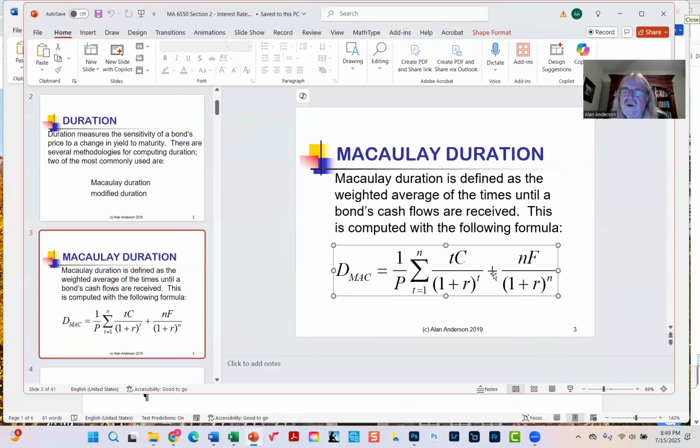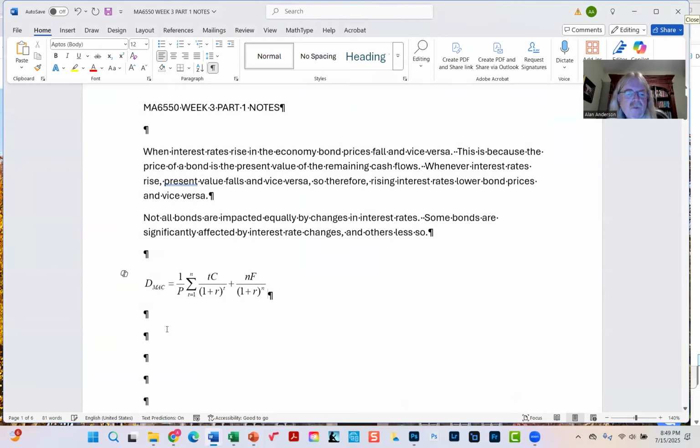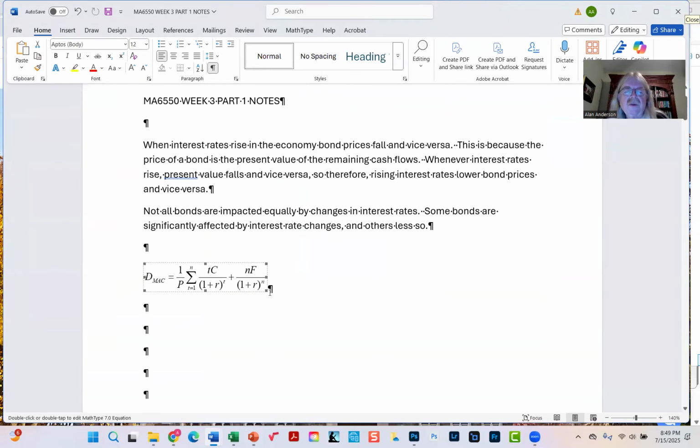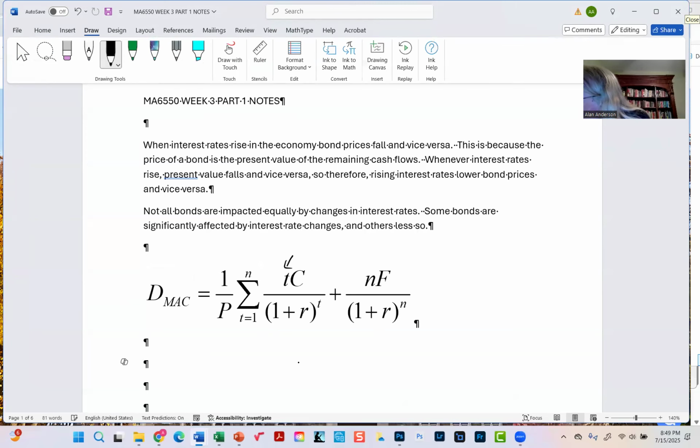All right, so this formula, it's hard to tell just by looking at it what this formula is telling us. So let's take a look at it really carefully. What's unusual about this formula is that we haven't seen this before, but what it's doing is it's weighting all the cash flows by the time at which they're received. So that's why you're seeing T here and N here.